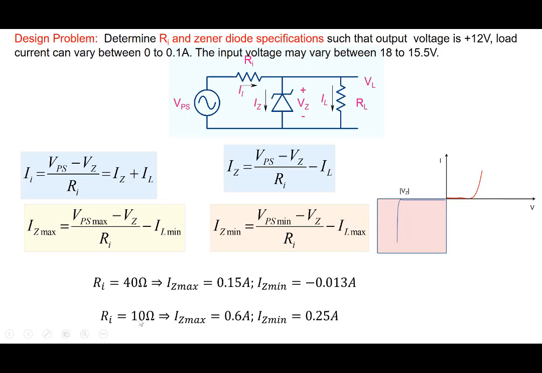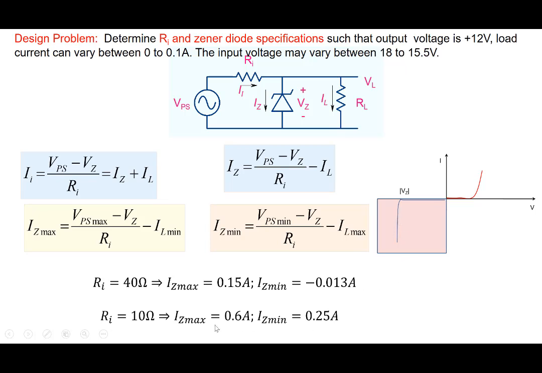Similarly, suppose I choose Ri equal to 10 ohms. Now if I choose Ri equal to 10 ohms, then Iz max is 0.6 amperes. We can calculate from this equation. Iz min is 0.25 amperes here. So looks like okay, except that note that this is also a bad design. 0.6 amperes would be somewhere here, 0.25 would be somewhere here. So we are okay, we are in the steep region here.